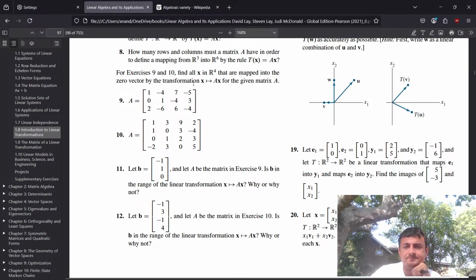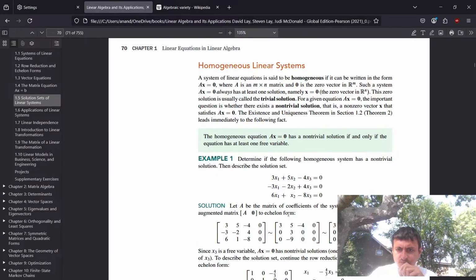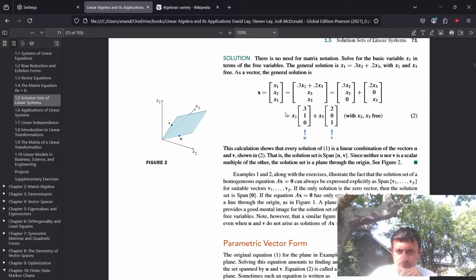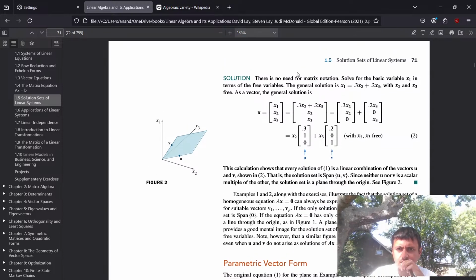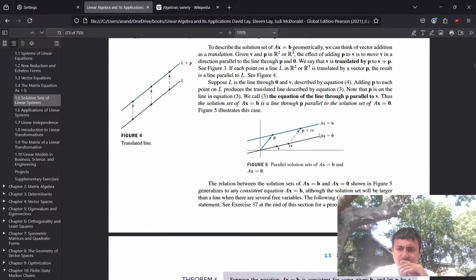All right. Exercise 9 and 10. Find all x in R4 that are mapped into the 0 vector. Okay. So this amounts to reducing it and then putting it in, what is it called, parametric vector form or something like that. Oh, it's the general solution. Oh yeah, no, parametric vector form. For non-homogeneous, where's the homogeneous case?